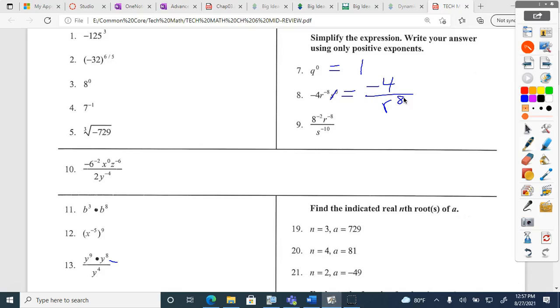No questions. All right. Number 9. Everything has what kind of exponent? A negative. So we switch everything around. So the s to the 10th comes to the top. The 8 squared and the r to the 8th goes to the bottom. One more step. What is 8 squared? 64. Don't leave it as 8 squared. Write down 64. So s to the 10th over 64 r to the 8th. That is your answer. Okay?